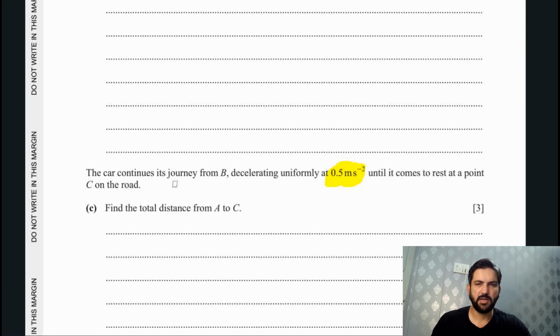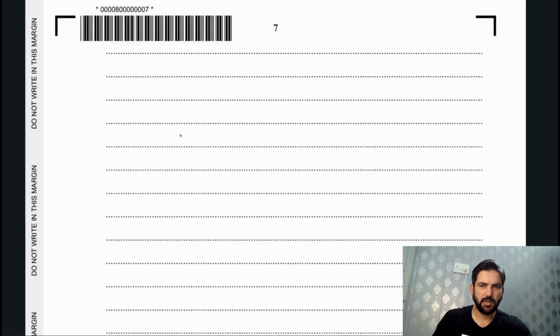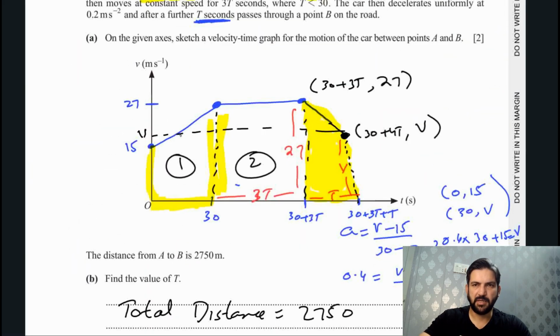So now we need to find the total distance of the car from A to C. But before this, at B the velocity is, let me write it over here. By the way, this point is B, as mentioned in the question.